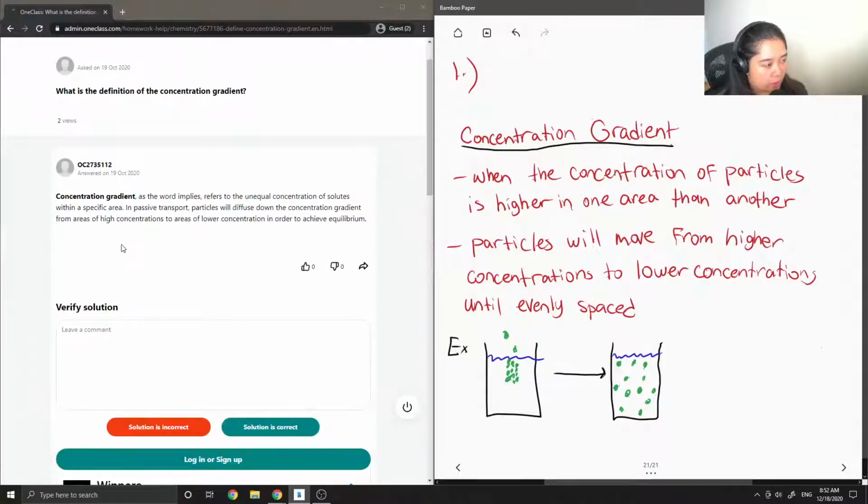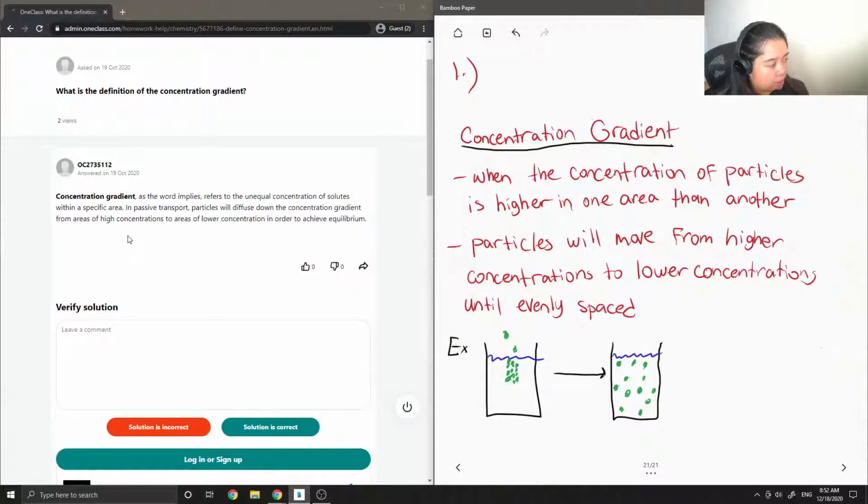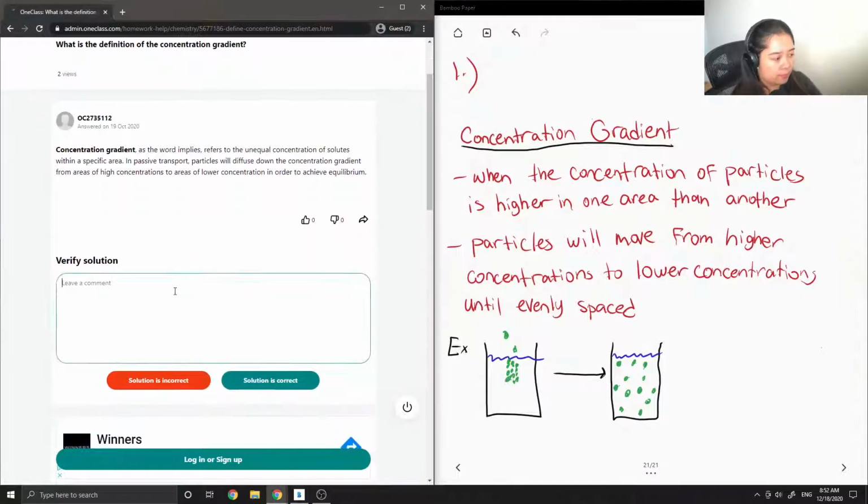So the junior tutor said, the concentration gradient, as the word implies, refers to the unequal concentration of solutes within a specific area. In passive transport, particles will diffuse down the concentration gradient from areas of high concentrations to areas of low concentration in order to achieve equilibrium. Yep, so this solution is correct.